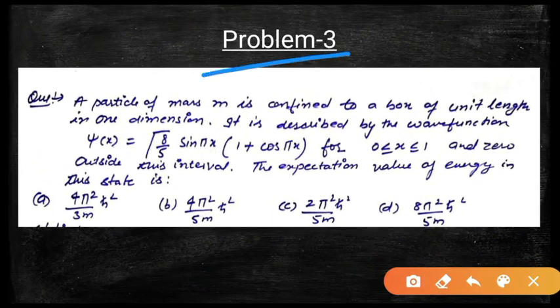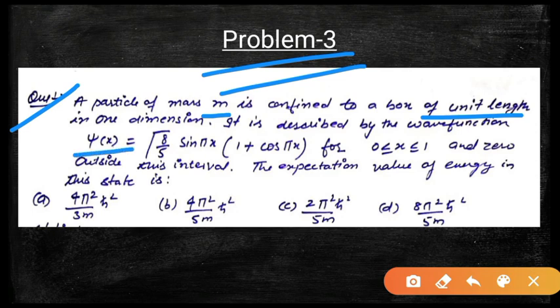So now let's come to the third problem. A particle of mass m is confined to a box of unit length in one dimension. It is described by the wave function under root 8 upon 5 sine pi x into 1 plus cos pi x for x between 0 and 1, and 0 outside this interval. The expectation value of energy in this state is. So in this problem we have been given a wave function and we have to find the expectation value of energy.